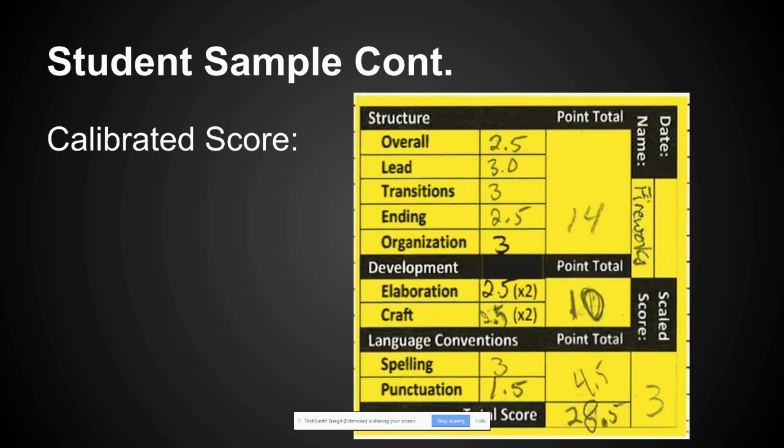So again, if we're taking a look at this student sample and its calibrated score, we have a total score of 28 and 5/10, meaning a scaled score of 3. So even though we made those adjustments, this paper still is a strong representation of end of the year 6th grade expectations on the whole.